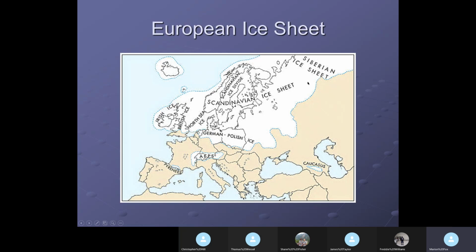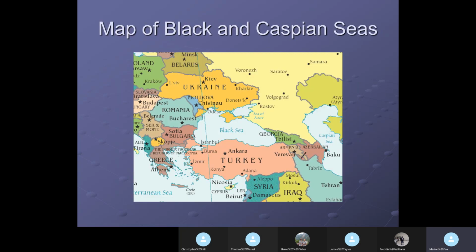So why did the ice follow this? Why didn't it go over here into other parts of what is now Russia? Very interesting. I find that very interesting. And my model will explain where the ice sheets are and where they are, rather than distributed equally across the northern hemisphere and the southern hemisphere.